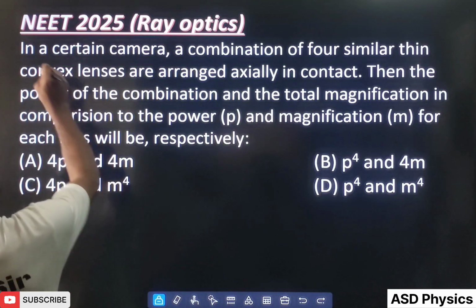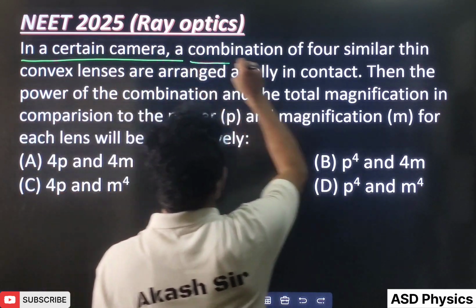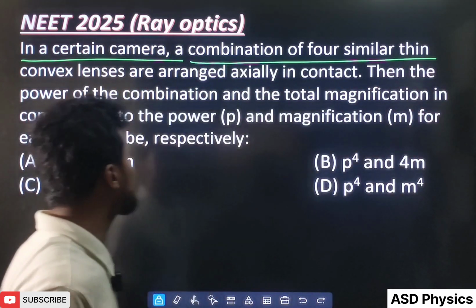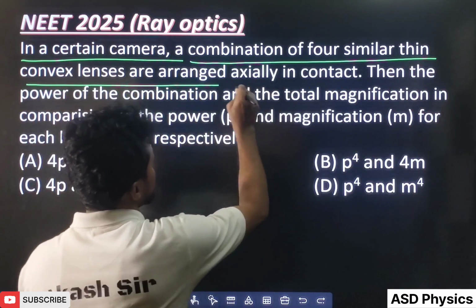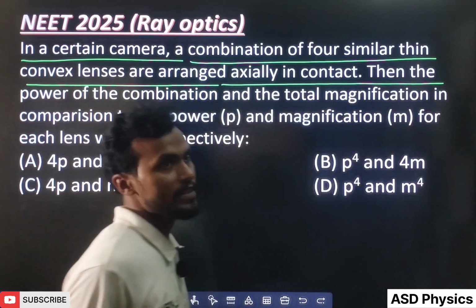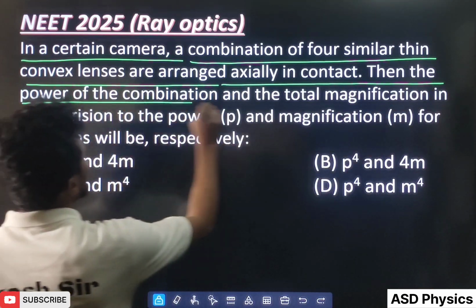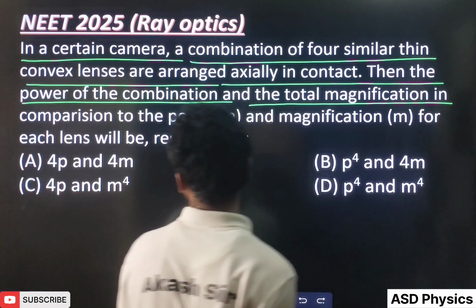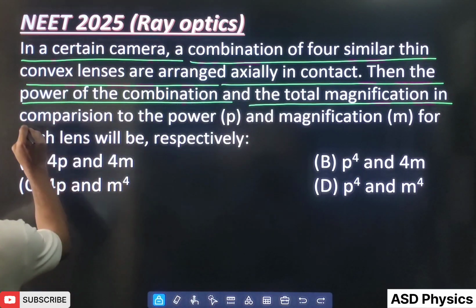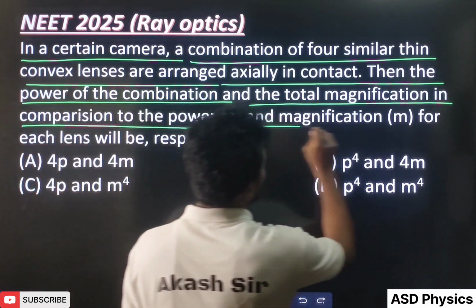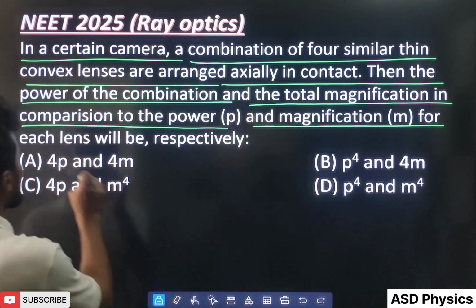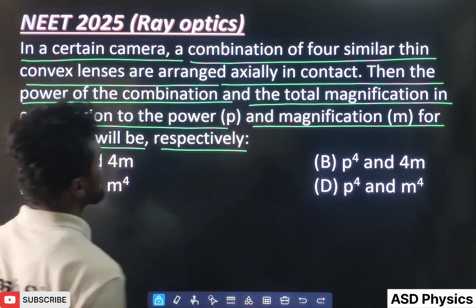The question is: in a certain camera, a combination of 4 similar thin convex lenses is arranged axially in contact. Then the power of the combination and the total magnification, in comparison to the power P and magnification M for each lens, will be respectively how much?